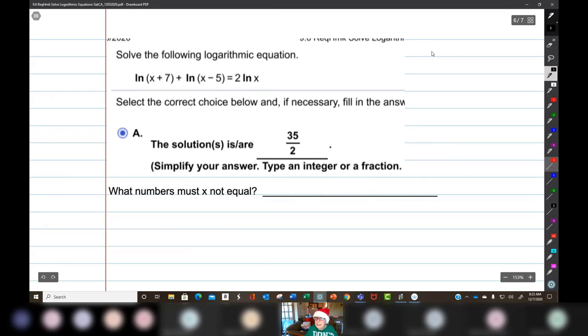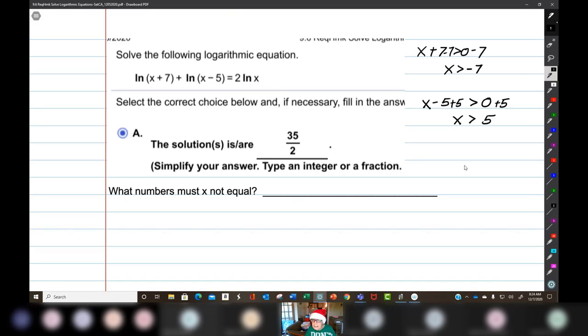x plus 7 has to be strictly greater than 0. So subtract 7 from both sides, and you'll have x is strictly greater than negative 7. Now you're going to have x minus 5 is strictly greater than 0. Add 5 to both sides. x is greater than 5. And finally, x is greater than 0.